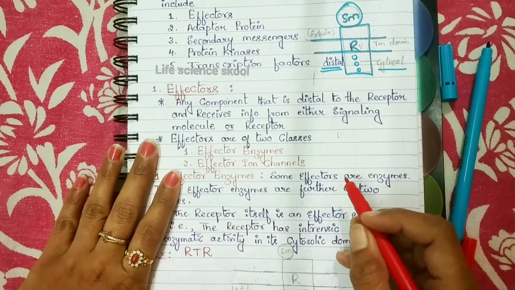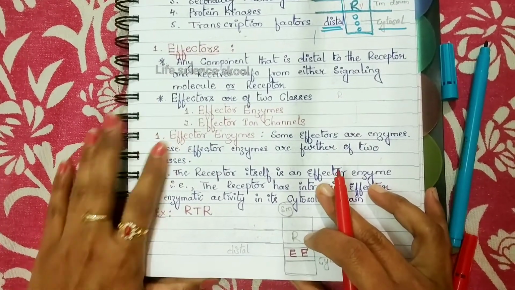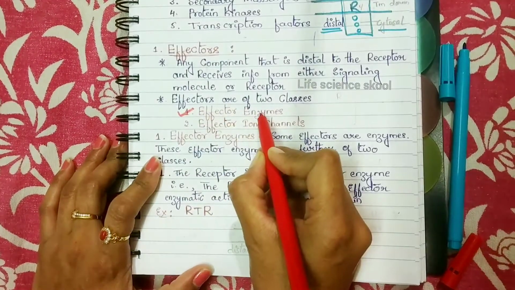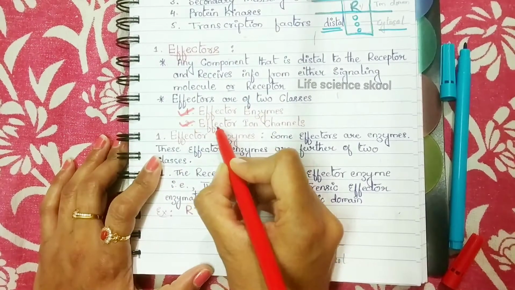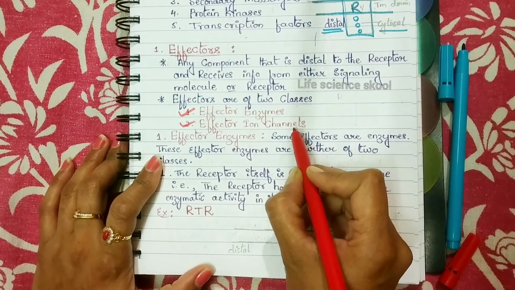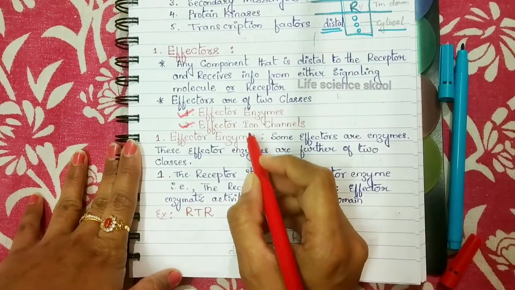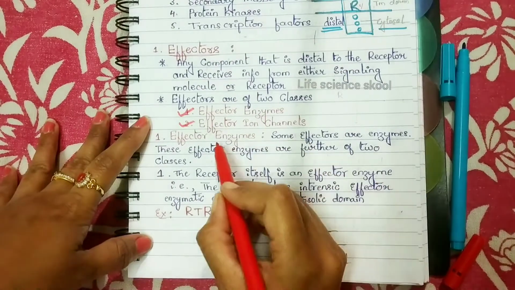These are two types. The first one is effector enzymes. The second one is effector ion channels. We will learn the first one, effector enzymes. What are these effector enzymes?